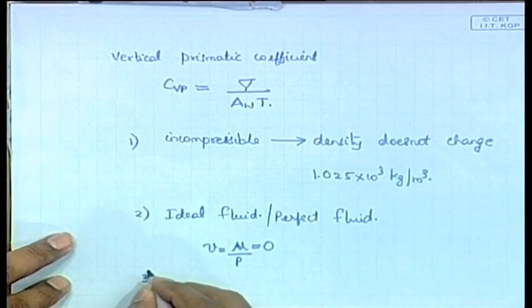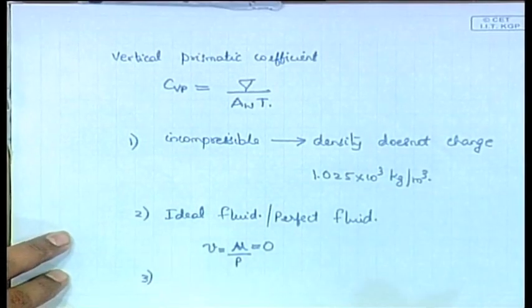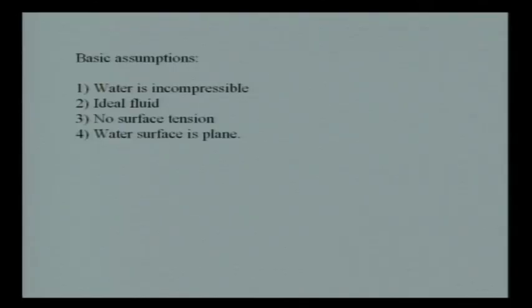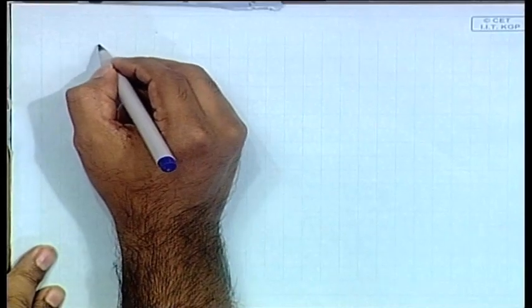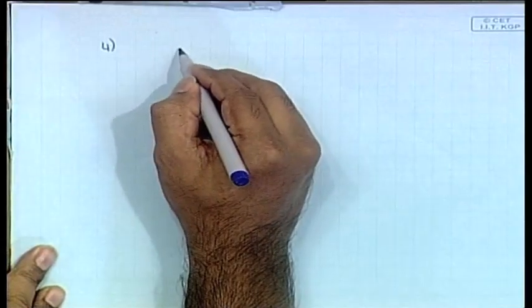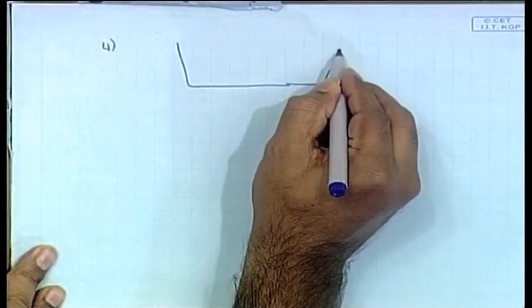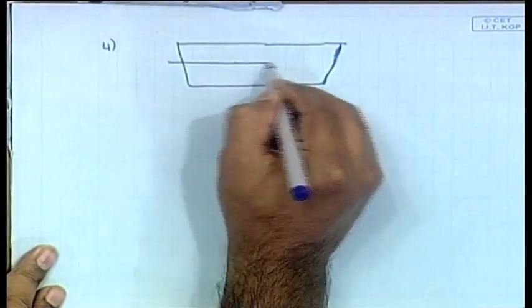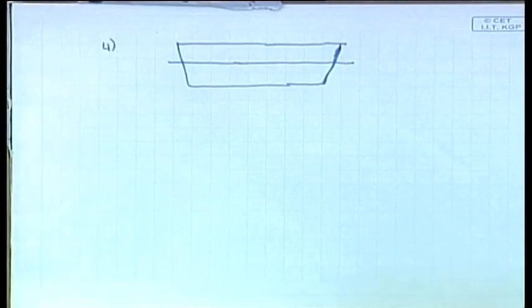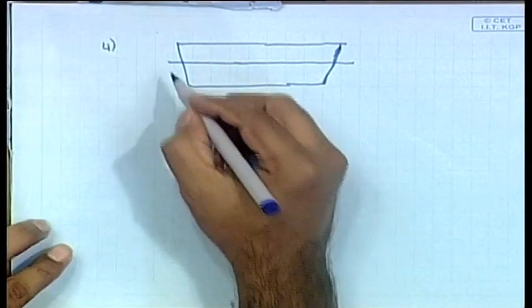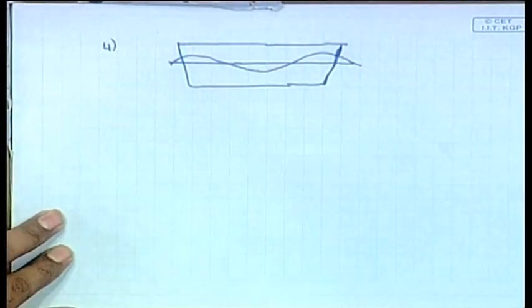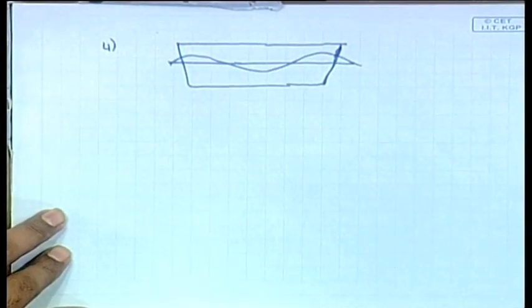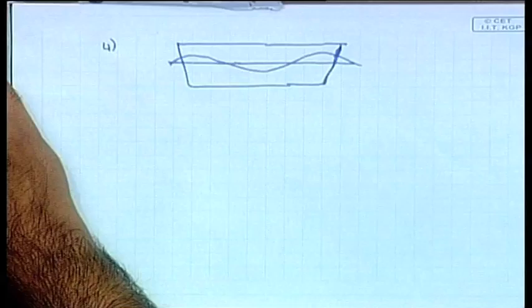Then you know what surface tension is. So, there is no surface tension, I have written it there. Then the last one is that the water surface is plane. At least in the beginning stages we make this assumption. What that means is that I have drawn a ship like this and I have drawn the load water line. We are going to assume it to be a plane always, horizontal. It can really be otherwise, but such assumptions we do not make, at least in the beginning part of the course. There are studies later which can change this, but for the time being we do not have that.